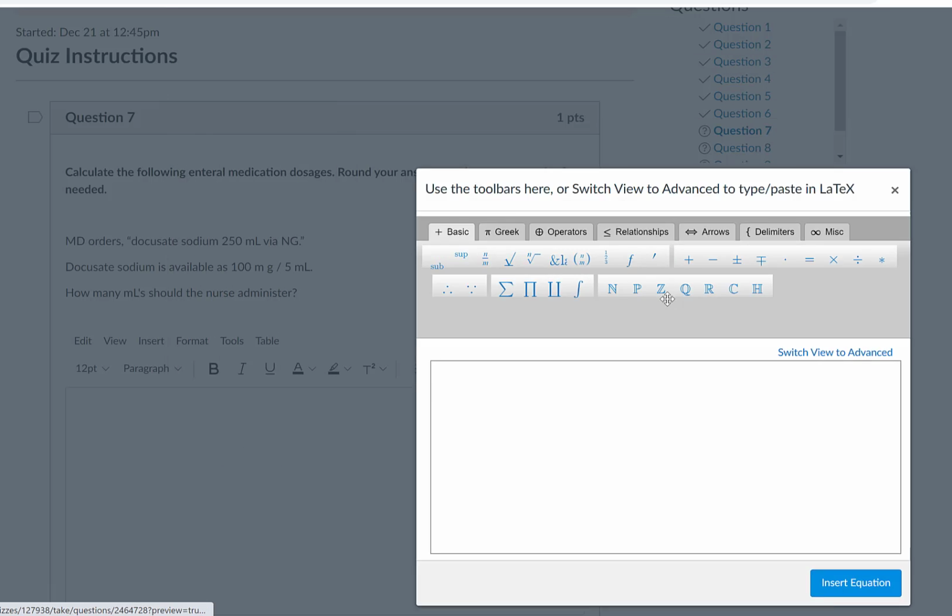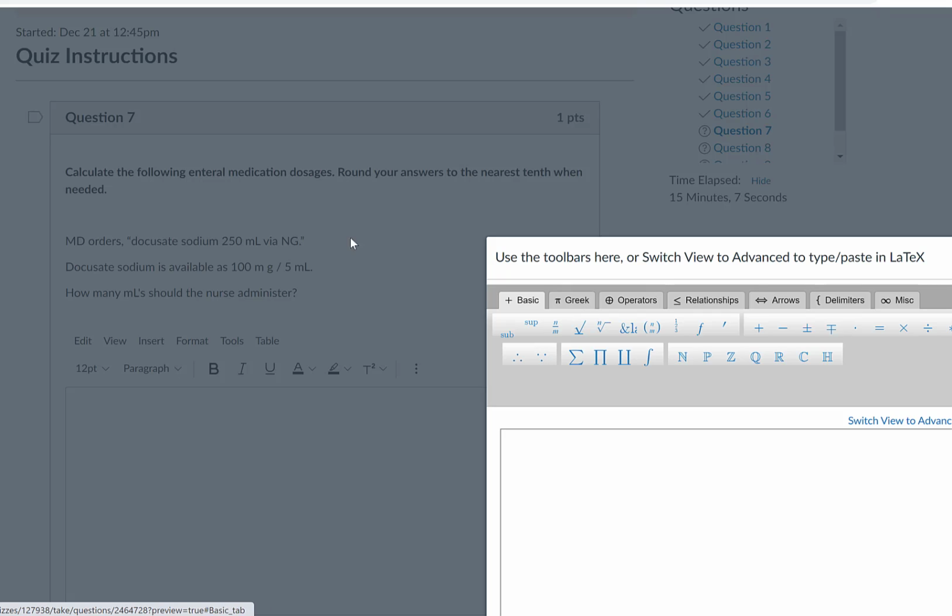So this is a question that I could either bring up my equation box or I could just read my question. So the doctor orders Docusate sodium, 250 milliliters via NG. Docusate sodium comes 100 milligrams in 5 mLs. How many mLs should I administer? Well, the doctor ordered 250 mLs, so I'm going to administer 250 mLs.